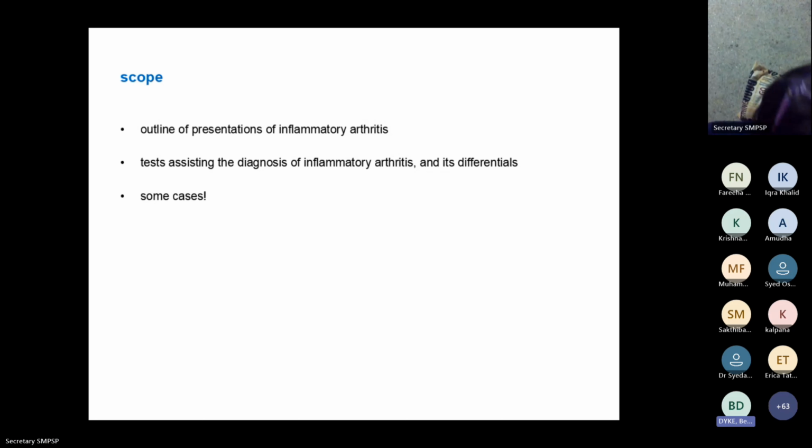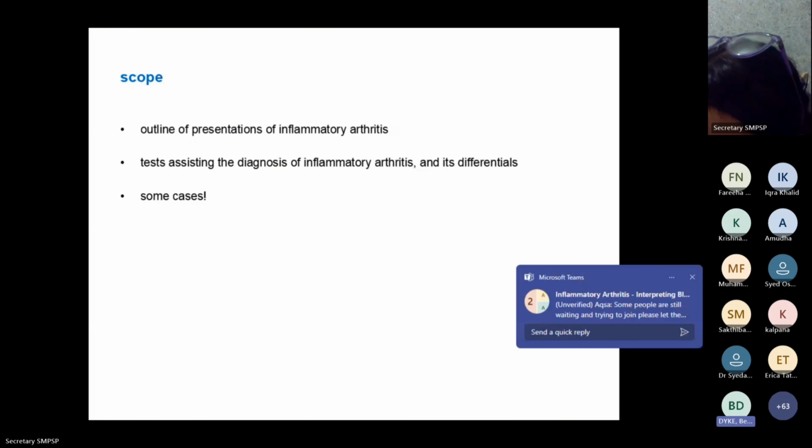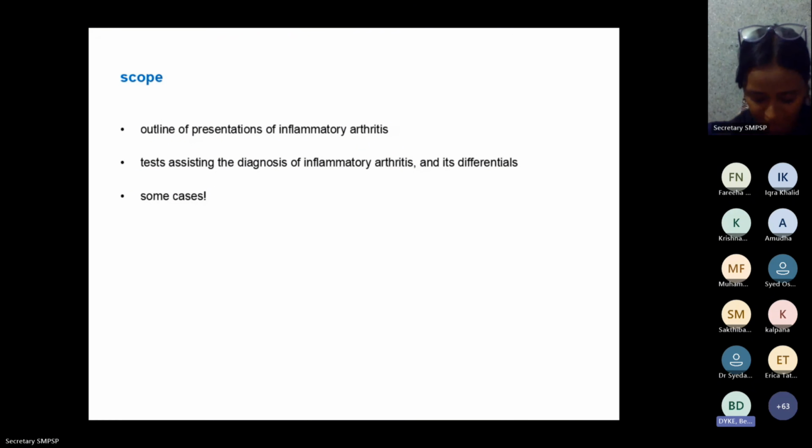Shall we cover maybe the presentations of inflammatory arthritis? I think if you move on to the next slide, and I'll try and cover as much about the test as I possibly can. Next slide, please.